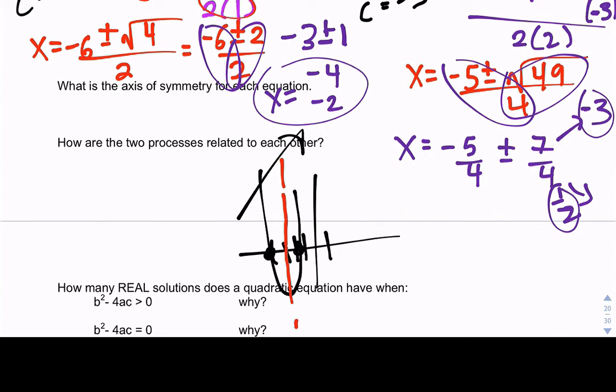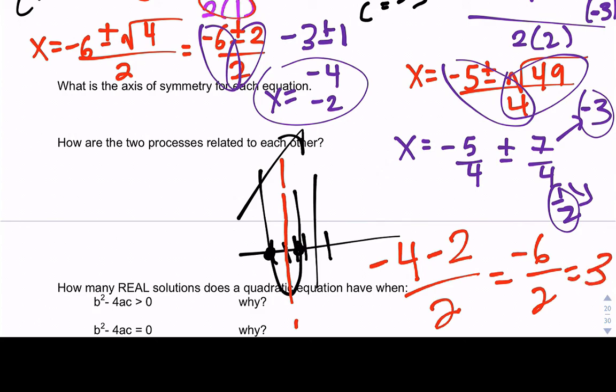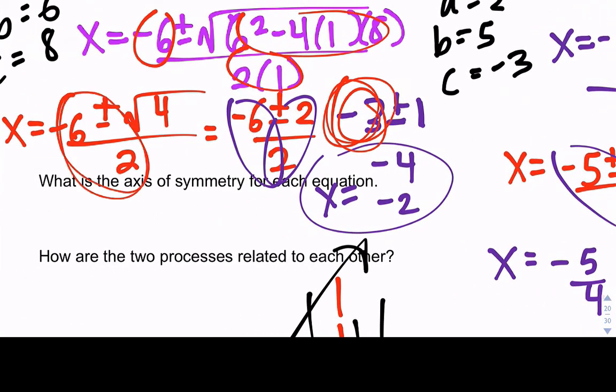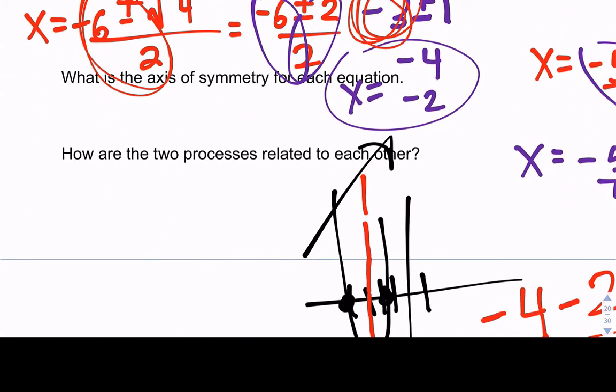To figure that out, we talked about how the middle is the average of the two numbers. So if I say negative 4 plus negative 2 divided by 2, that's negative 6 over 2, which is negative 3. All right, look at where that negative 3 is. Oh, it's this part right here. It's this opposite B over 2A. So here the axis of symmetry, the first one's at negative 3.